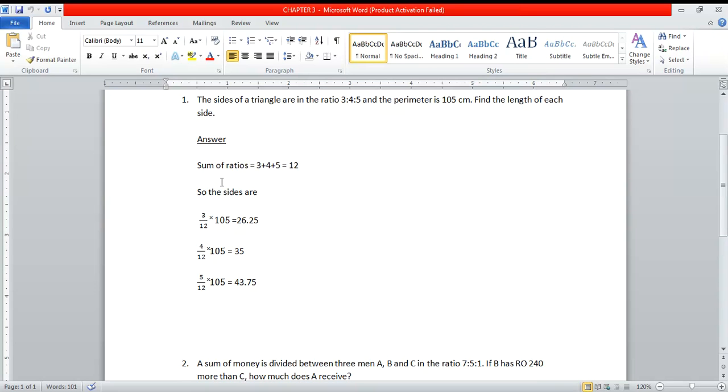So there are two different ways to solve this question, but we are taking the easiest way. First of all, we will directly take the sum of the ratios of the sides of the triangle. The ratio of the sides of the triangle are 3 is to 4 is to 5. The sum of the ratios equals 3 plus 4 plus 5, that is equal to 12. That means the sum of ratios of the sides equals 12.